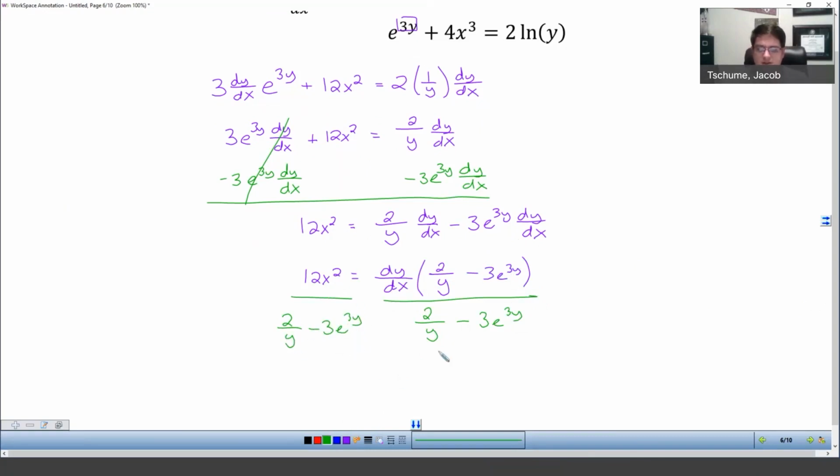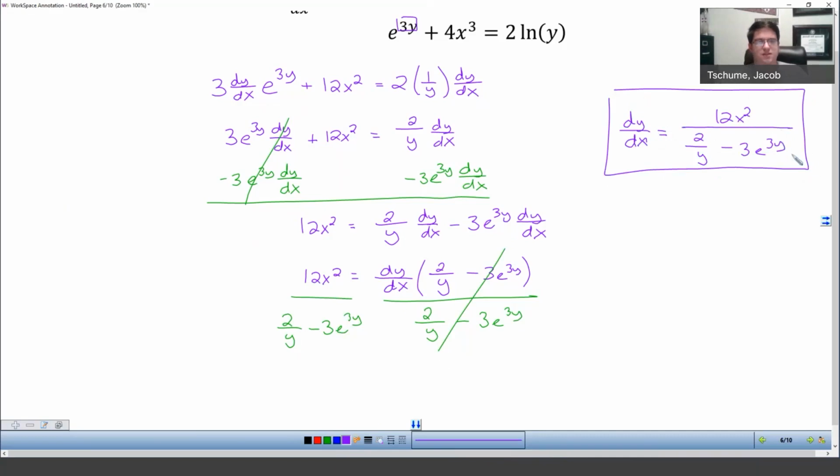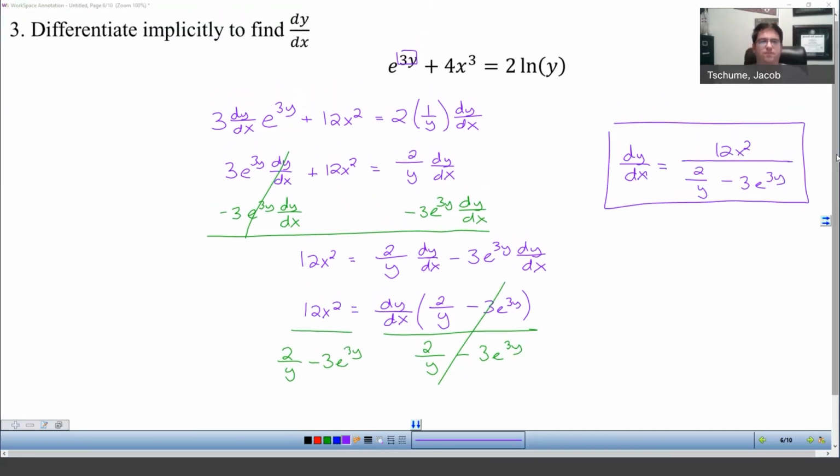Now, what I notice here is that this cancels, and it doesn't look like anything's in common, so we should be done with this problem. I'll write my final answer up here at the top out of the way. So I can say that dy dx is going to equal 12x squared divided by 2 over y minus 3e to the 3y. This is the derivative of the original function.